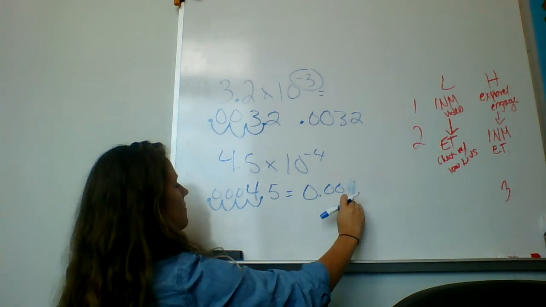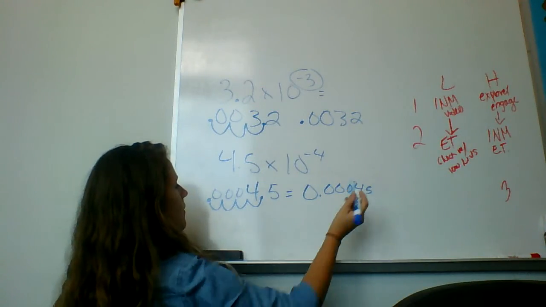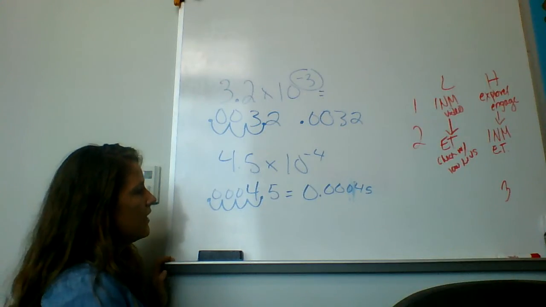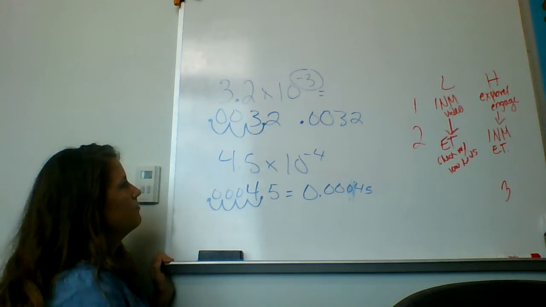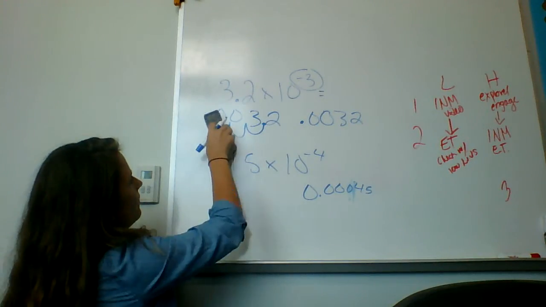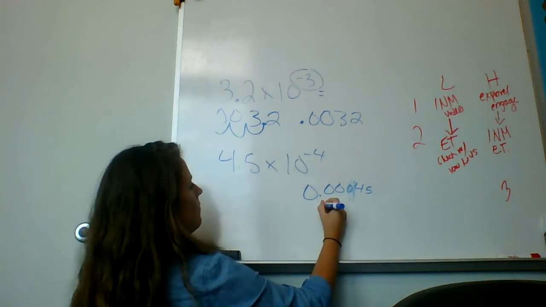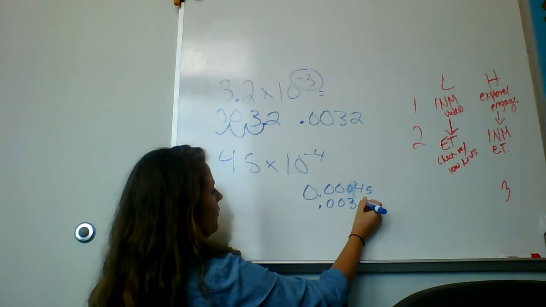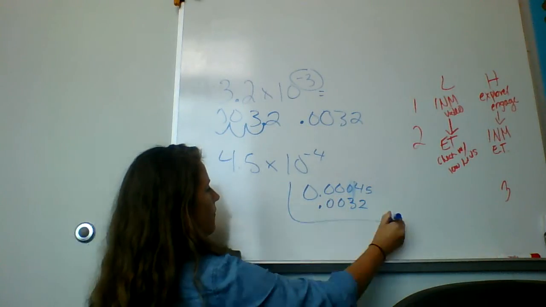Oops, one more 0. Okay, now it's time to compare our two numbers. I'm going to just write our two numbers down here. I have this one here. Let me just move this one. I'm going to line up our decimal points so it's easy to compare.